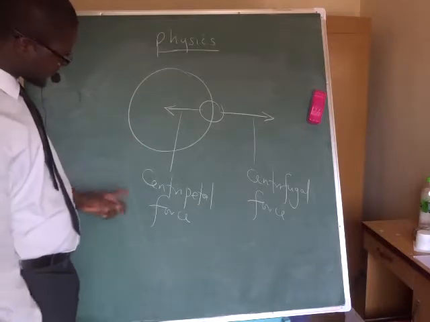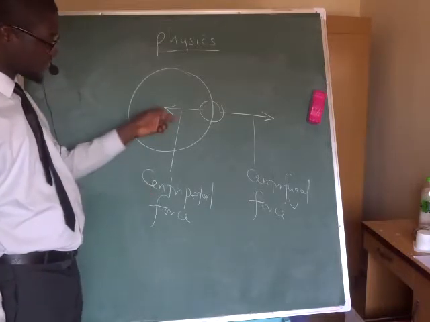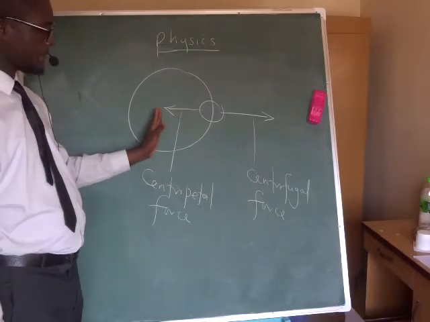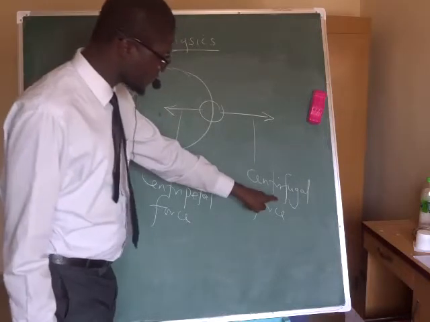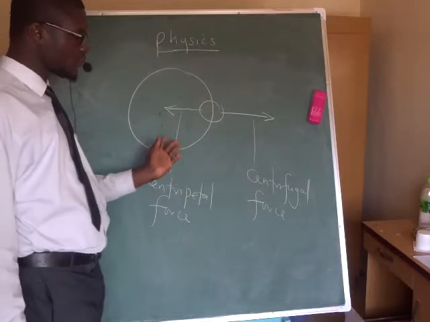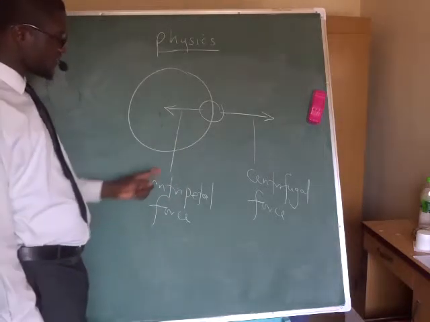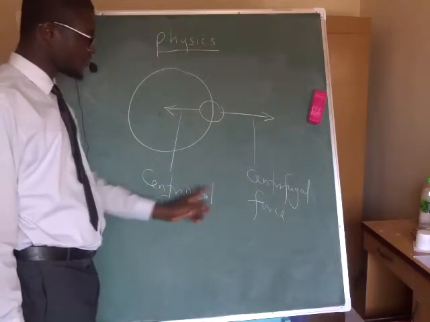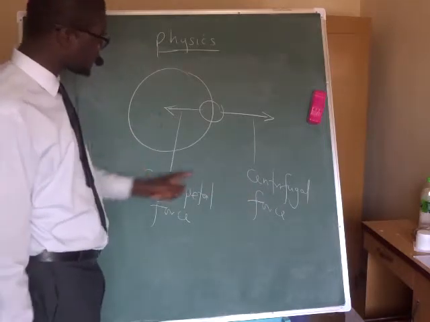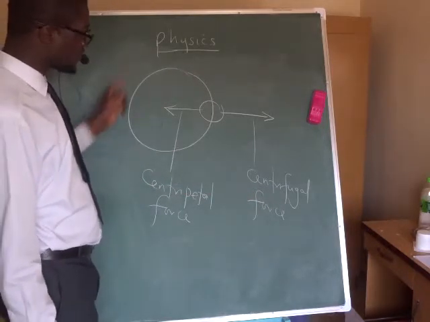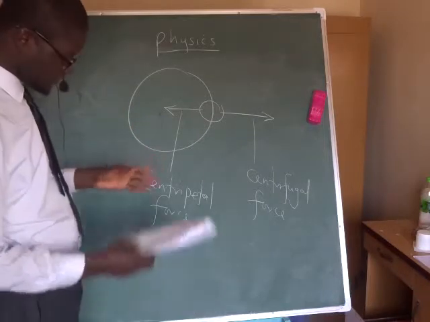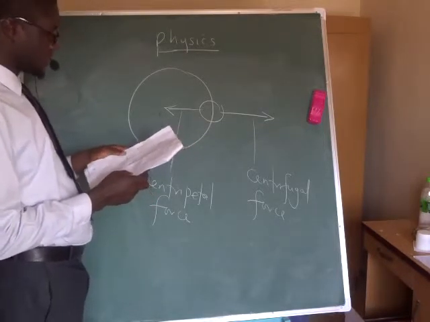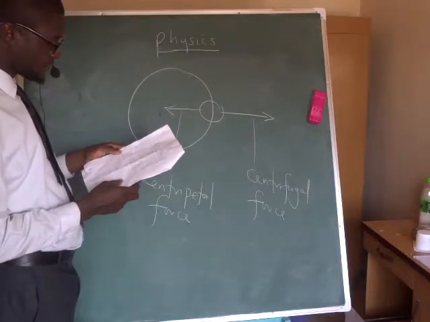Now, if the centripetal force acting towards the center is greater than the centrifugal force, it means the body comes to the center of the circle. While if the centrifugal force is greater than the centripetal force, the body goes away from the circle. So to keep this body in a particular orbit, the centripetal force has to be equal to the centrifugal force, and this is why the body keeps revolving in a specific orbit. So our answer is option D, centripetal and centrifugal forces.